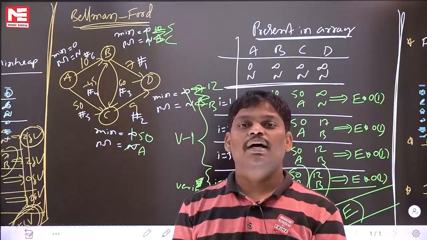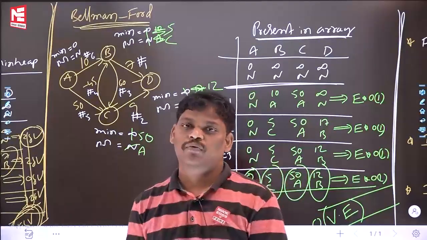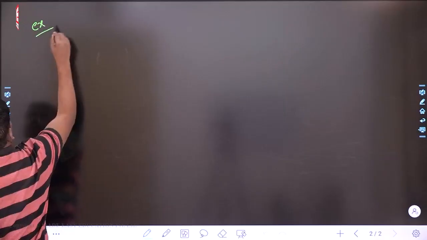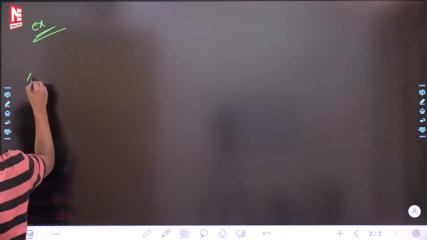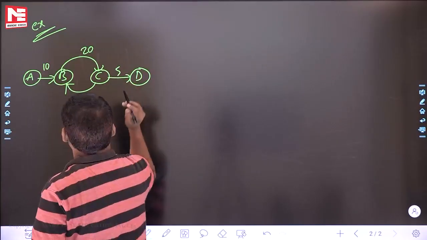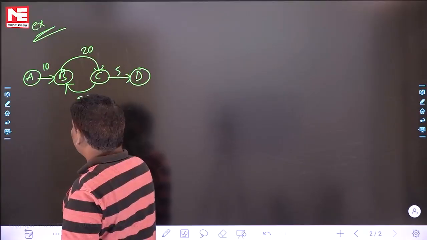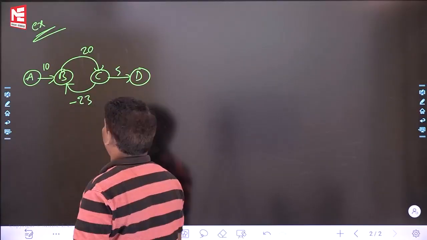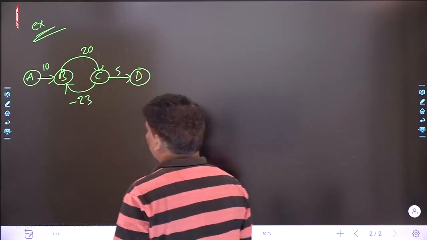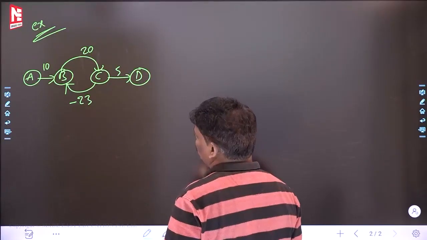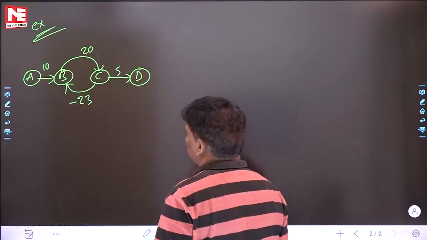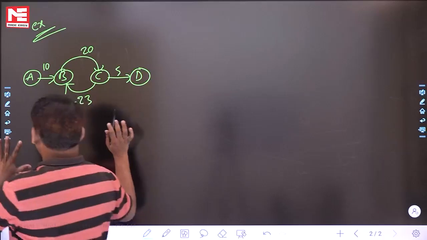With negative edges, Dijkstra's algorithm may fail. Please be careful, see this one. One more example, take this problem. A to B is 10, B to C is 20, C to B is minus 23, and C to D is 5. This is the given graph.